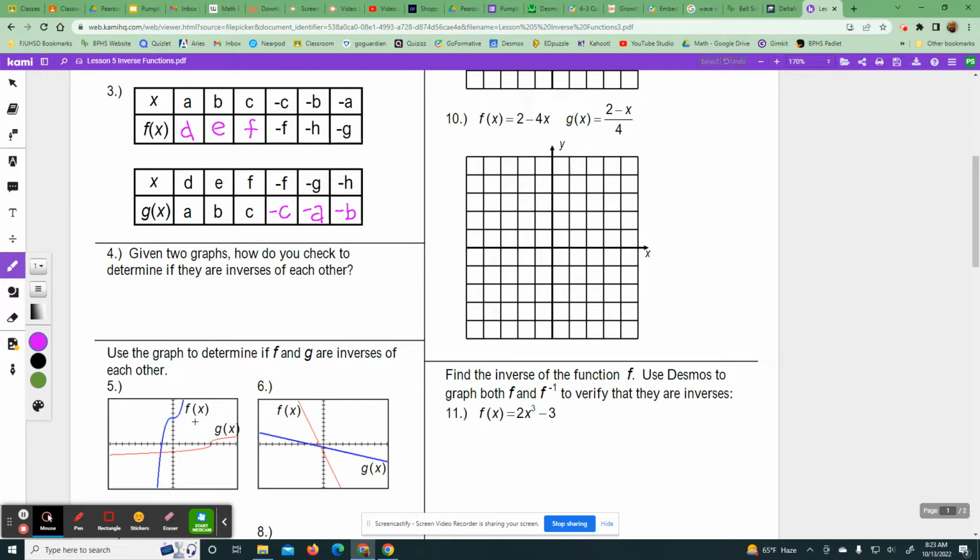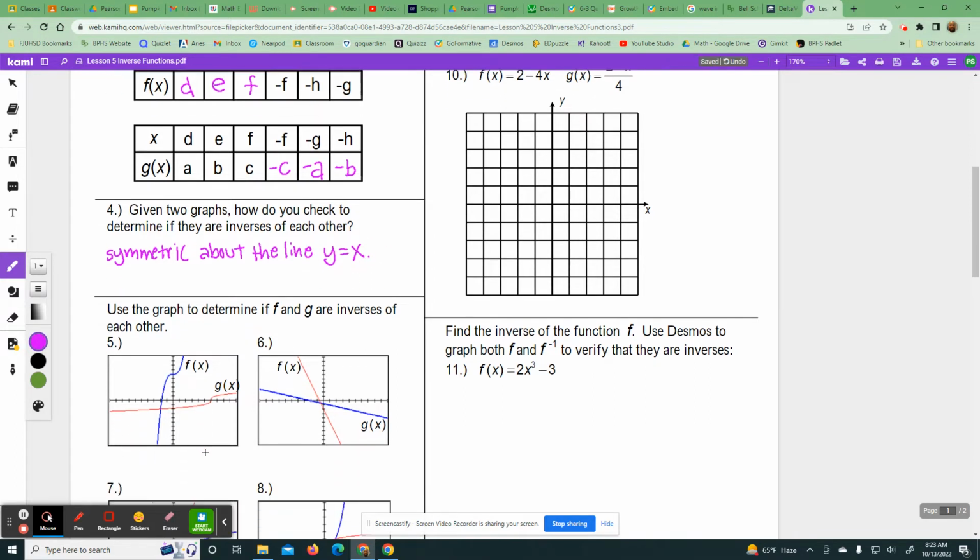Okay, and number 4, if you were to look at your notes, if you're given two graphs, so the two graphs like right here, and I want to prove that they're inverses of each other. Okay, remember, you're looking for symmetry about the line y equals x. Okay, so I'm going to say symmetric about the line y equals x.